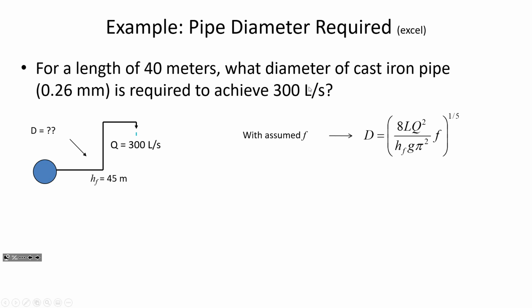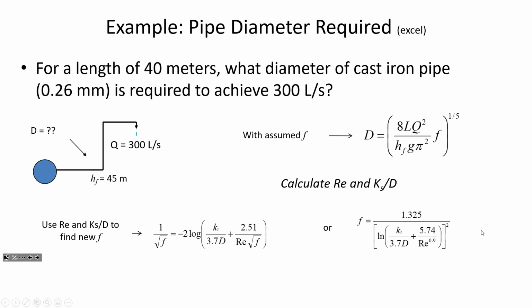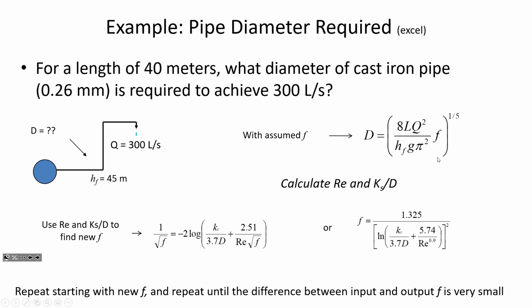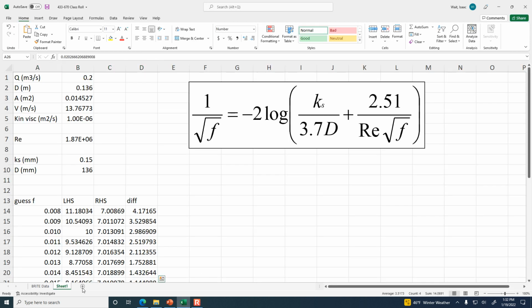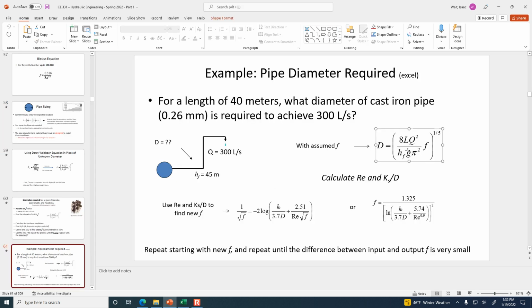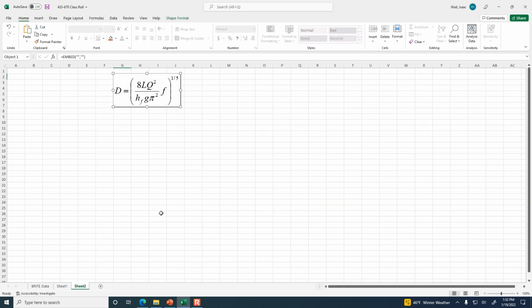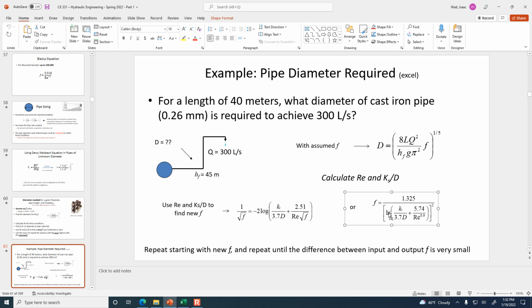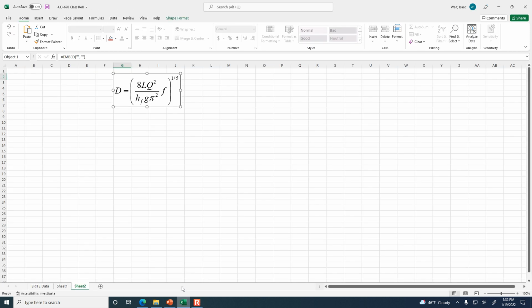So what we'll do after we have a guess F value is calculate what's the Reynolds number that comes out of this pipe diameter and what's the K sub S over D, and then come up with an updated F value using the Jain equation. And then once we have a new F value, we'll substitute it back into this formula again. So we're going to repeat it over and over again until the F value isn't changing and until the diameter also converges. Okay, so if you're going to follow along with Excel, just start with a blank worksheet. If you're just watching this one, that's totally fine too. I'm going to paste a couple of formulas in here just so that we've got them at the ready. So here's our formula for solving for the diameter. Then I'm also going to paste in the Jain equation because we're going to solve for that a couple of times.